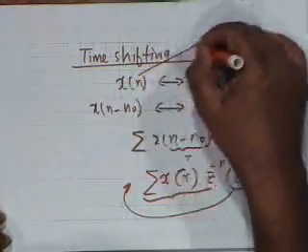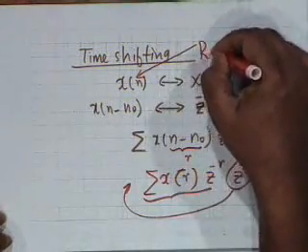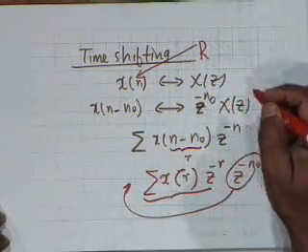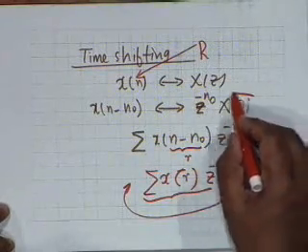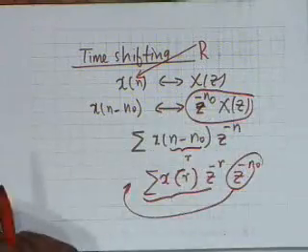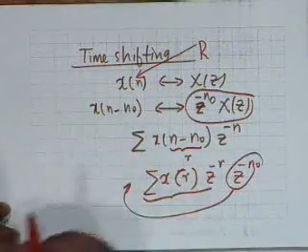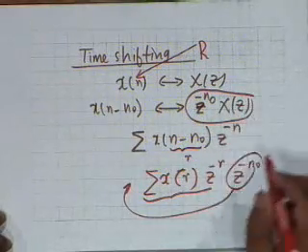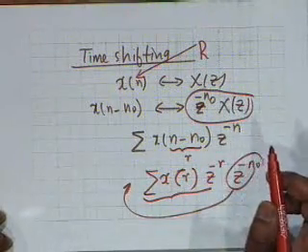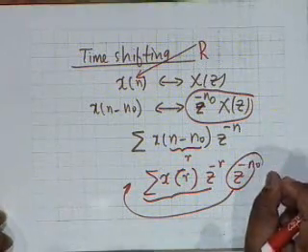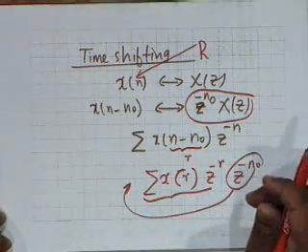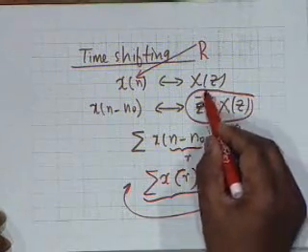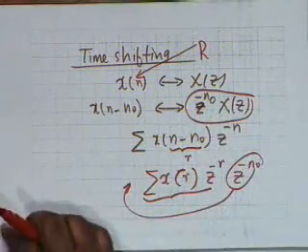That is, if capital X of Z has the ROC R, then the transform of x of n minus n0, that is the delayed or advanced sequence, also has ROC R except for the point at the origin, which may have to be qualified because you are multiplying by Z to the minus n0. Let us look at this a little carefully. One often makes a mistake in this.